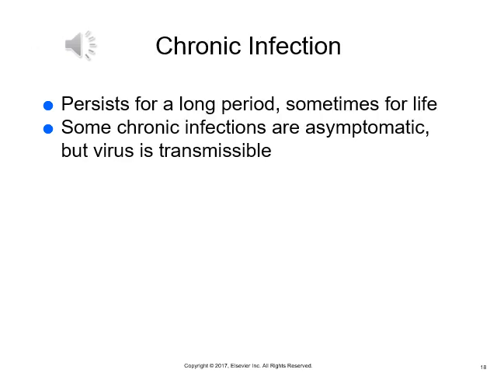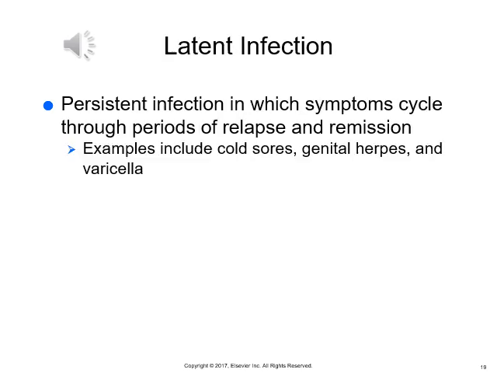Chronic infection persists for a long time and sometimes even for life. Some chronic infections are asymptomatic, which means without symptoms, but the virus can still be transmitted. A latent infection can be persistent, and the symptoms can cycle through periods of relapse and remission. Some examples of this could be cold sores, genital herpes, and varicella virus.